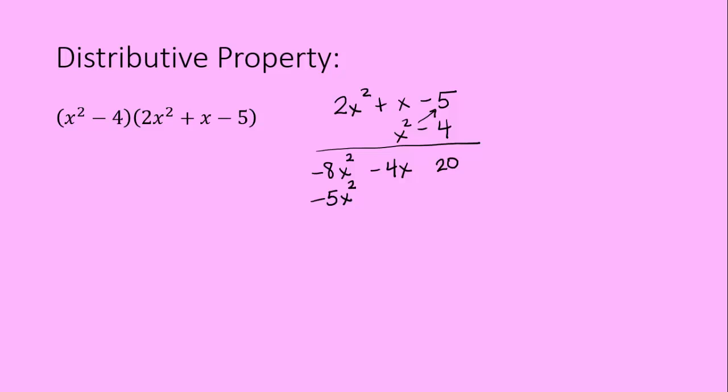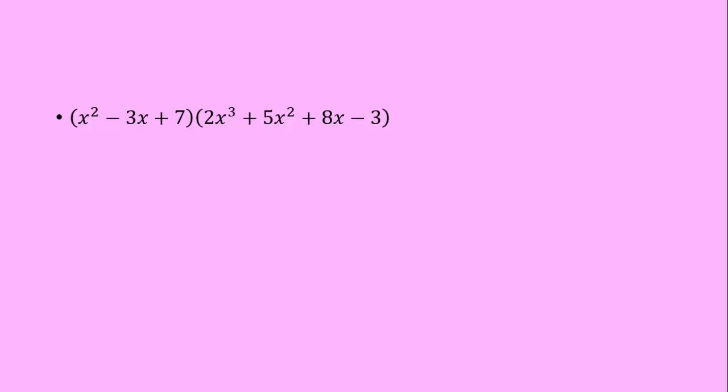X squared times x is just x to the 3rd power, and x squared times 2x squared is 4x to the 4th power. Now I'm going to add straight down, which is just like collecting like terms. We don't have very many, so this is the answer. There you go. Let's try a bigger one.